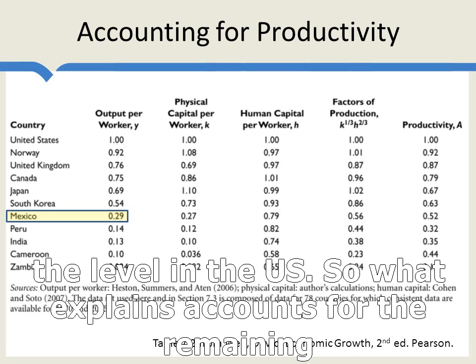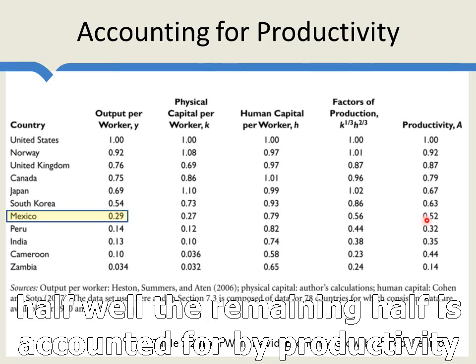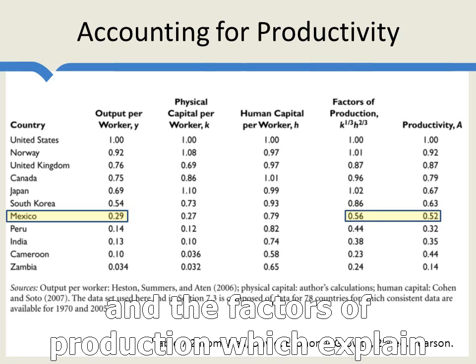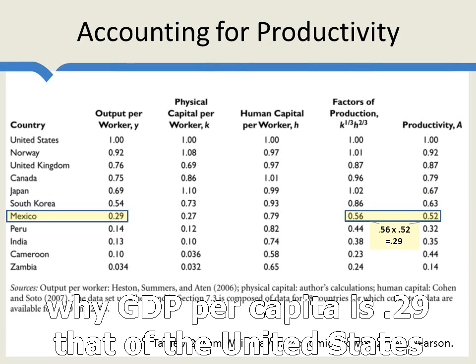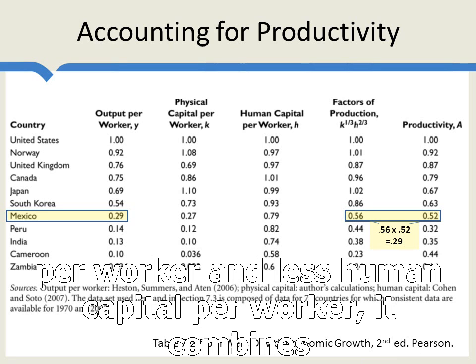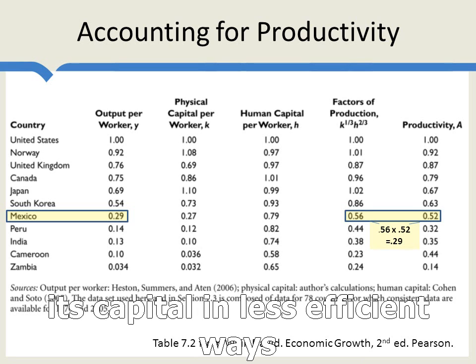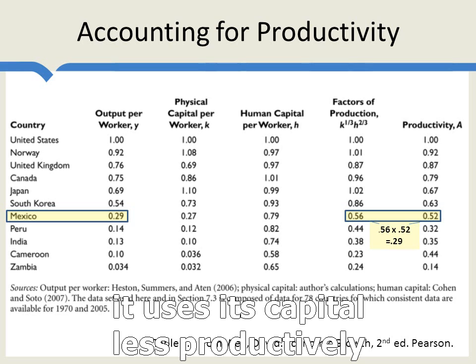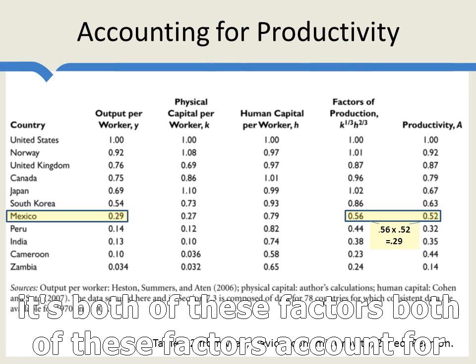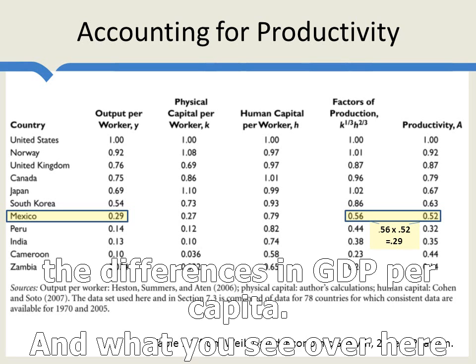So what accounts for the remaining half? Well, the remaining half is accounted for by productivity. Okay? Together, it's productivity and the factors of production which explain why GDP per capita is 0.29 that of the United States. So not only does Mexico have less physical capital per worker and less human capital per worker, it combines its capital in less efficient ways. It uses its capital less productively, with lower productivity. And it's both of these factors that account for the differences in GDP per capita.